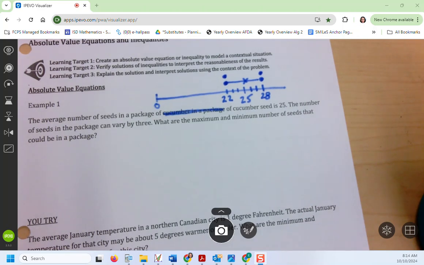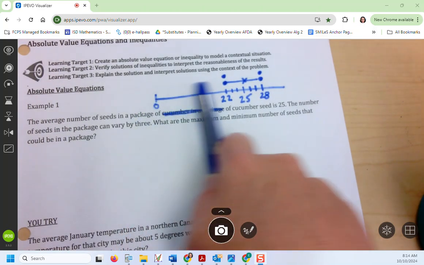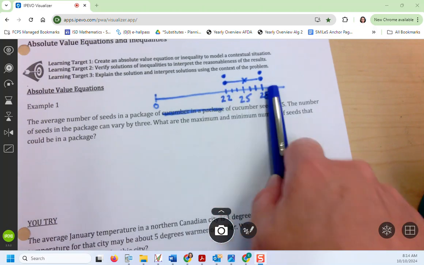So remember that we talked about absolute value last class as the distance from 0. So we said absolute value of 5 is 5 because it's 5 away from 0. But then absolute value of negative 5 is what? 5, because it's also 5 away from 0. We've moved our center point from 0 to what's our center point now? 25 is our center point.